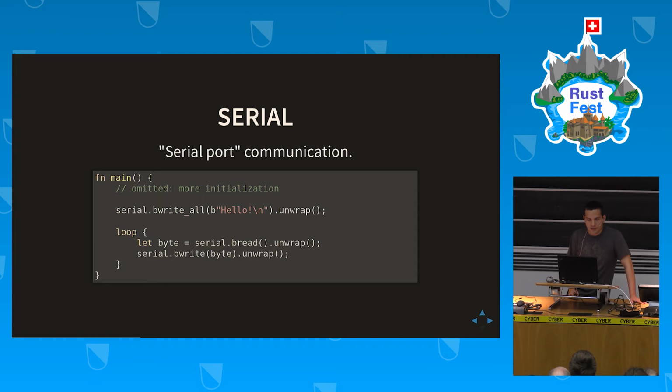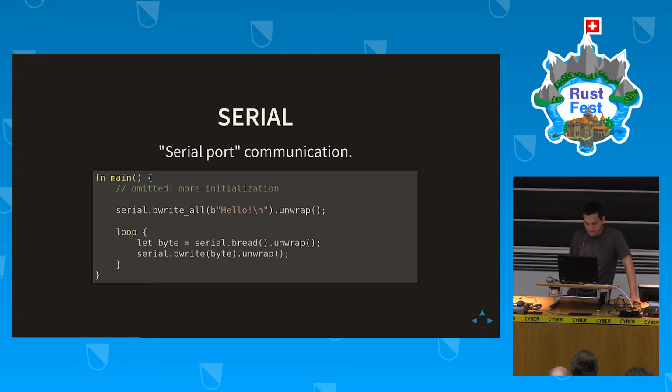This program here will start by sending a greeting to the other endpoint, and then it will wait for some input. Every byte it receives, it will send back to the other side. So basically, it will echo back all the received data. Here as well, all the methods are blocking.